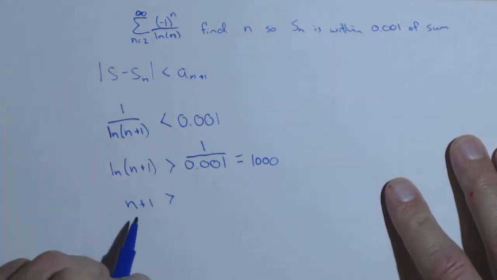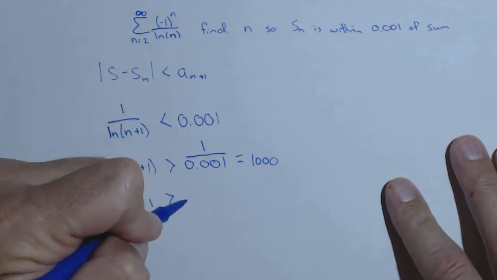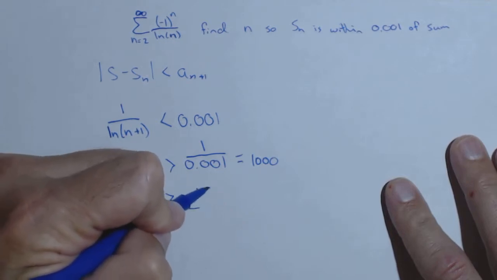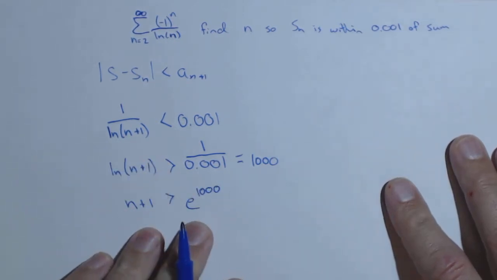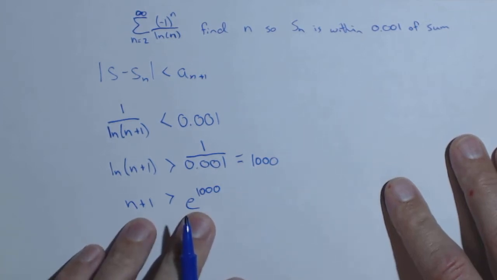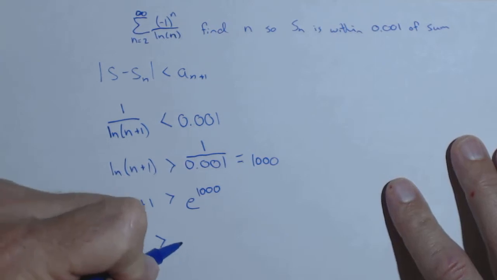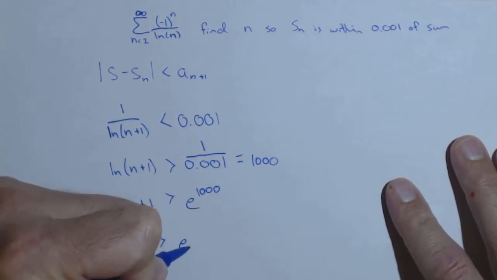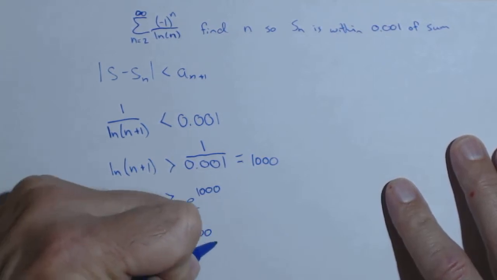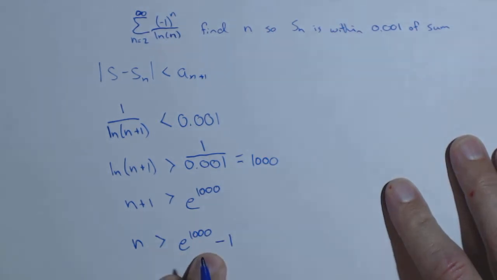Now rewriting as an exponential, that tells me n plus 1 has to be greater than e to the 1,000. It's a very big number. A lot of calculators won't be able to handle it. So n must be the next integer up from e to the 1,000 minus 1. So whatever that number is, we'd round it up to the nearest integer, and that's going to be the value of n. It's quite a large number.